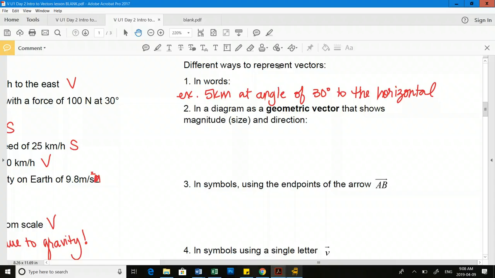Okay, so we've seen quite a few of these already, so this would be like your idea of displacement. In a diagram, a vector shows magnitude and direction. So specifically here, I would actually be creating a scale. If I wanted to say this same example, but show it in an actual diagram, I would be creating a scale. Maybe 1 centimeter is equivalent on our scale here to 1 kilometer.